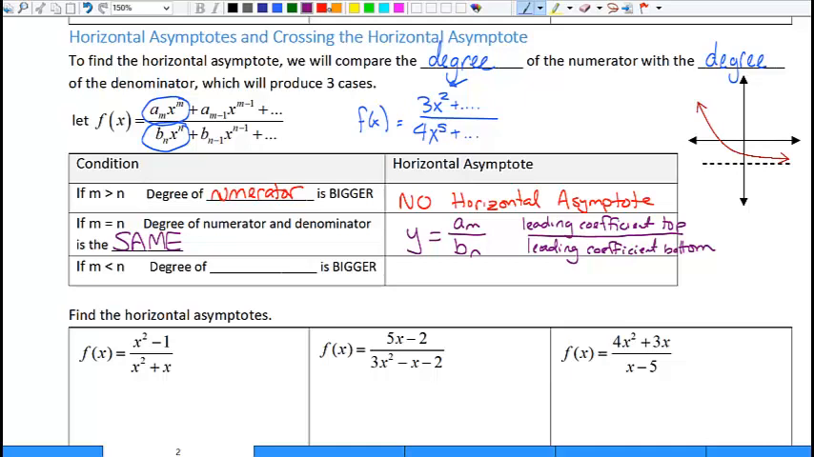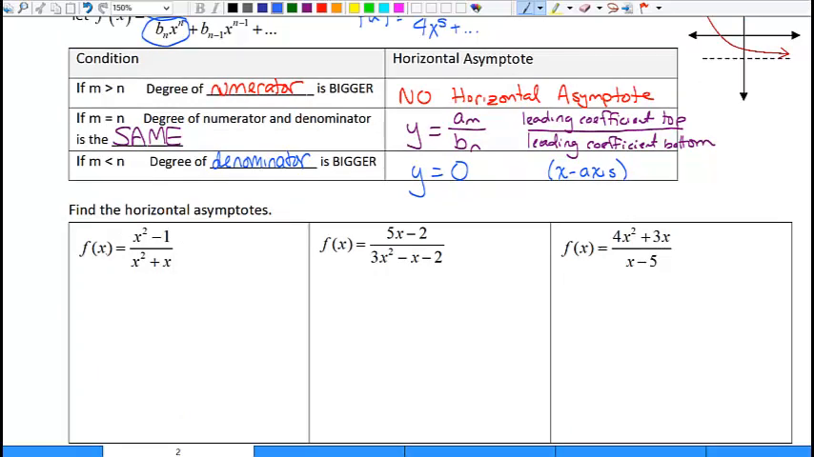And then our third case will be if m is less than n, or another way of saying that, the degree of the denominator is bigger. In that case, my horizontal asymptote will just be y equals 0, or in other words, the x-axis. Okay, so let's practice this.